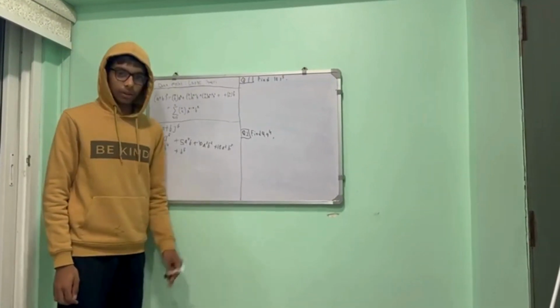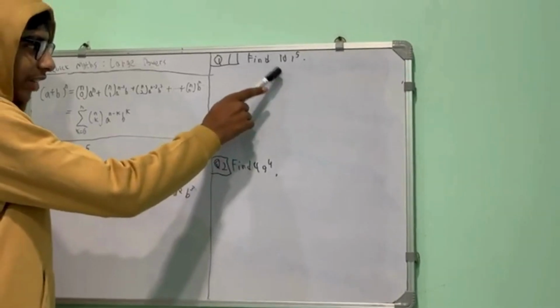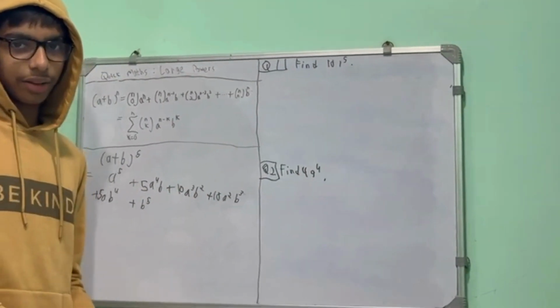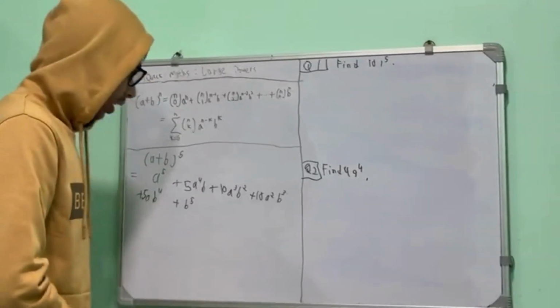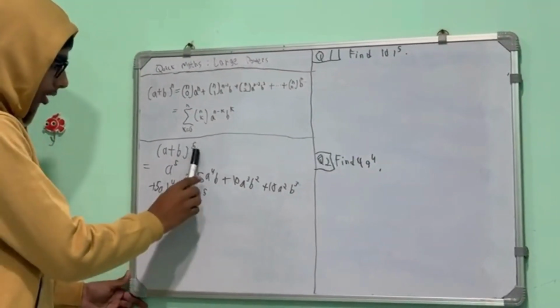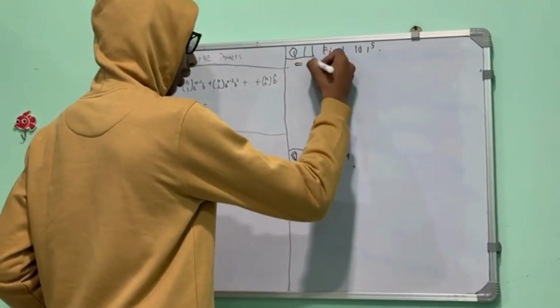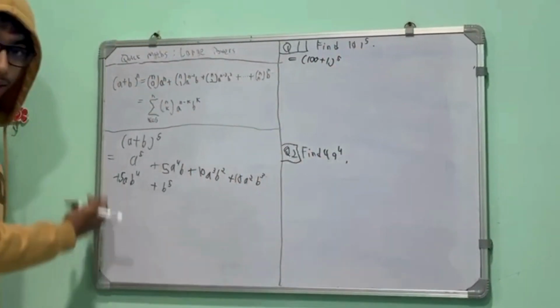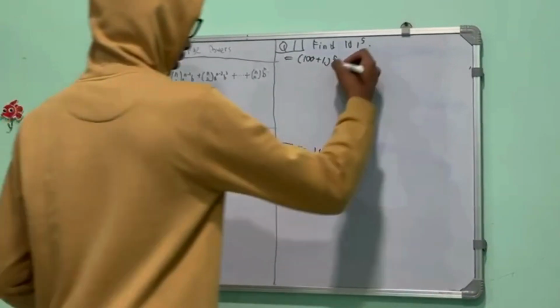Now we'll be looking at these two questions. First of all, the question is to find 101 to the power of 5. This question we can do in an easy way. We'll notice that 101 is just 100 plus 1, and we have a formula here for a plus b to the power 5. So we can simply write this as 100 plus 1 to the power 5, and since we have this formula, we can use it to expand the series.